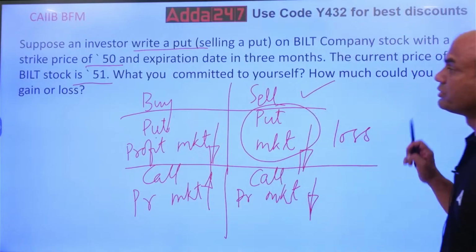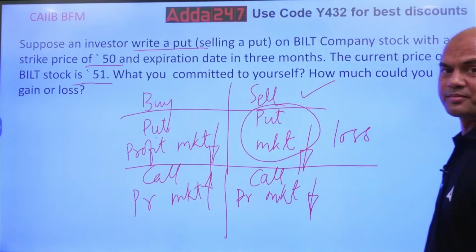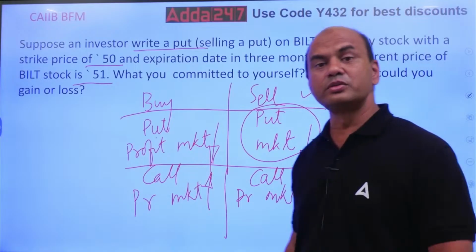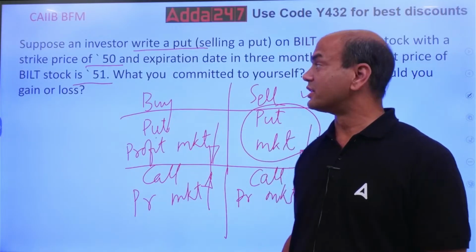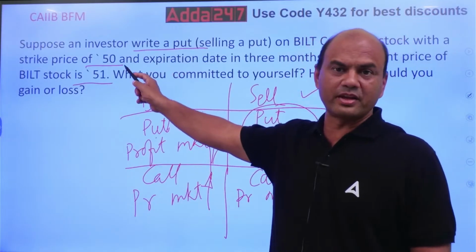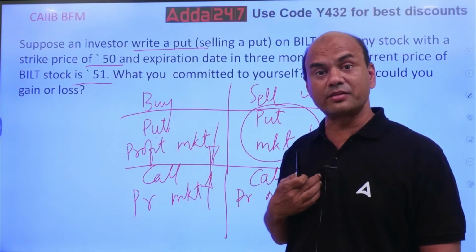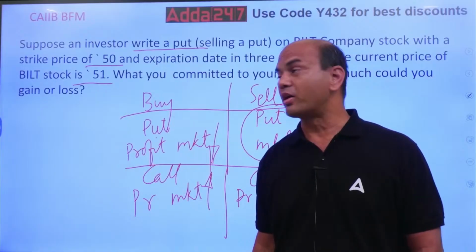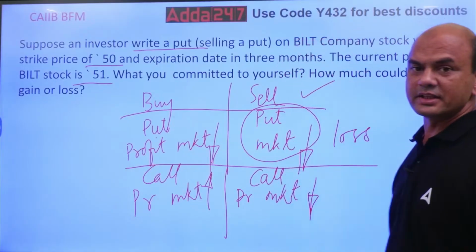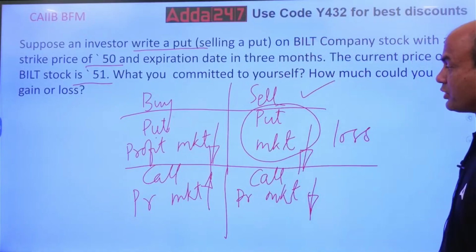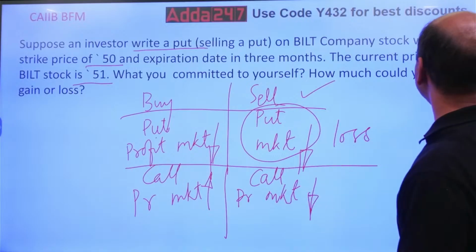How much could you gain or lose? So how much can I gain or lose in this case? Now the strike price is 50 and the current market price is 51. I am the seller of this put. So remember this table. Let's move to the explanations.